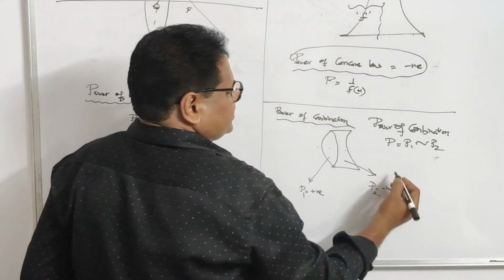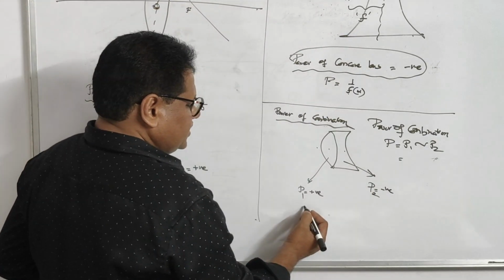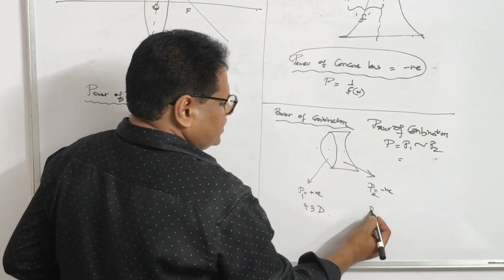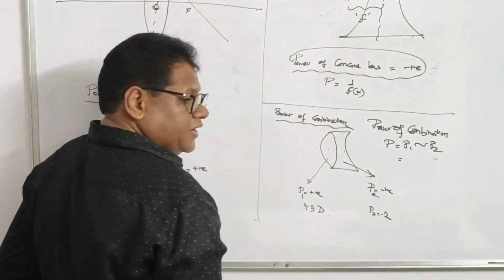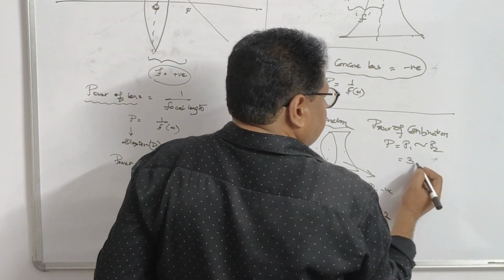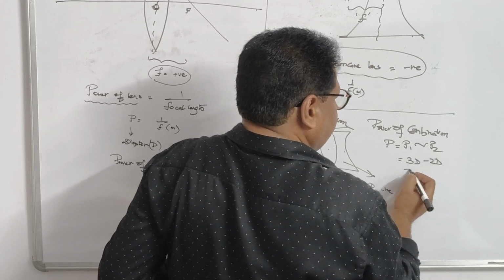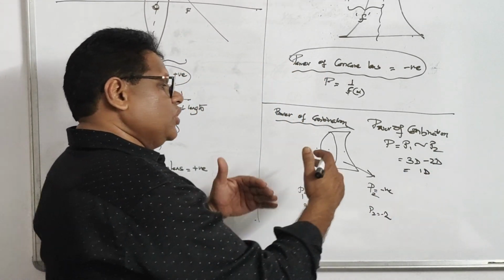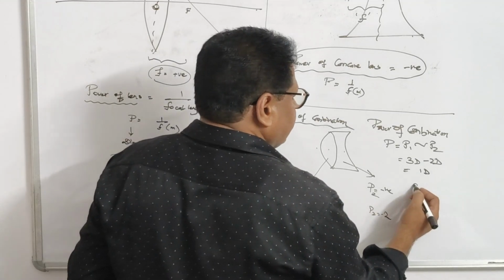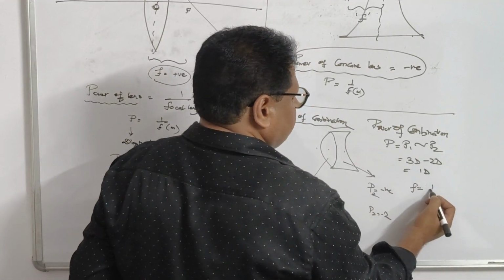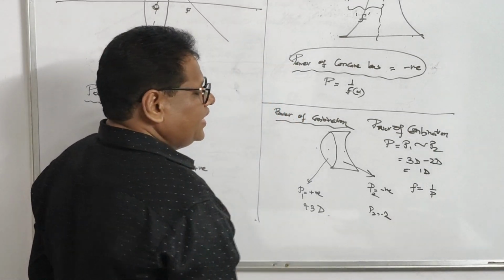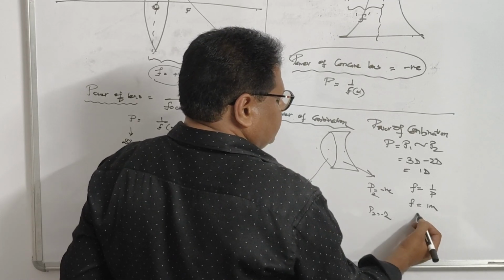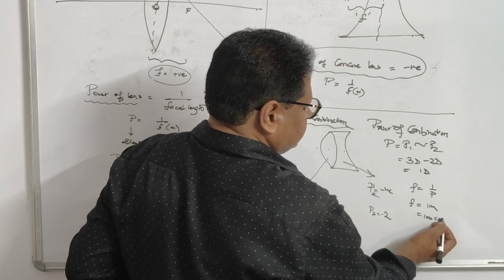Suppose the power of the convex lens is plus 3 diopters and the power of the concave lens is minus 2 diopters. Then the power of the combination will be 3D minus 2D, which comes to 1D. So this is the power of the combination. Now if you want to calculate the focal length of the combination, you can use this formula: focal length of the combination equals 1 by this power, and that is 1 meter, because the power is 1 diopter, so the focal length is 1 meter, which is equivalent to 100 centimeters.